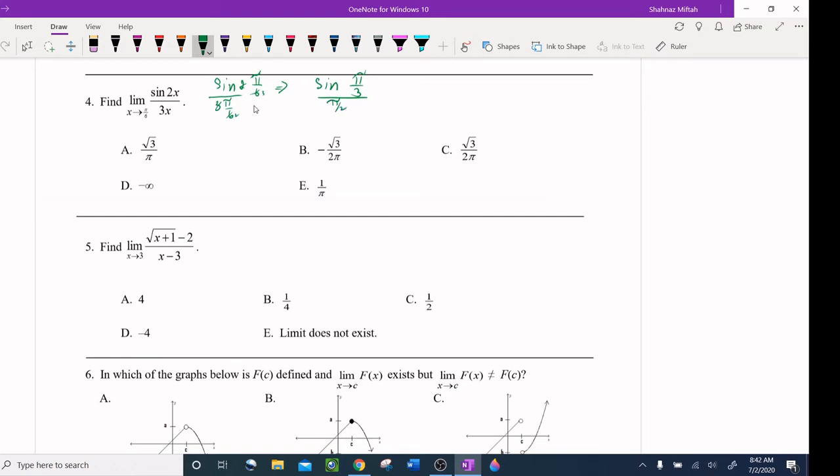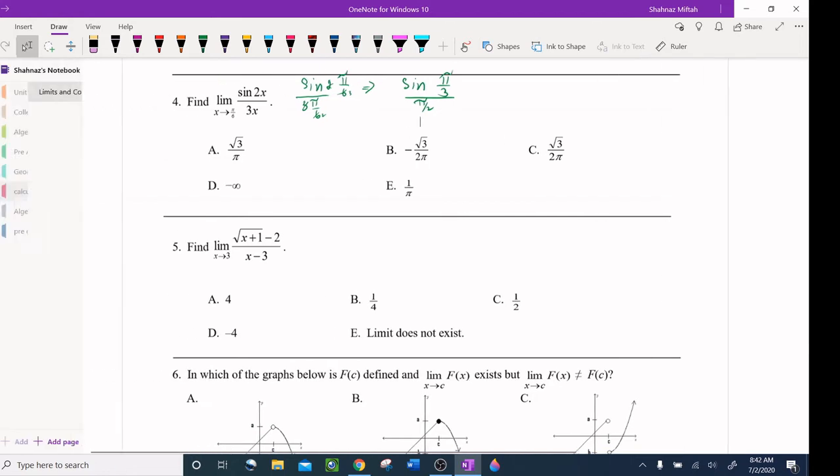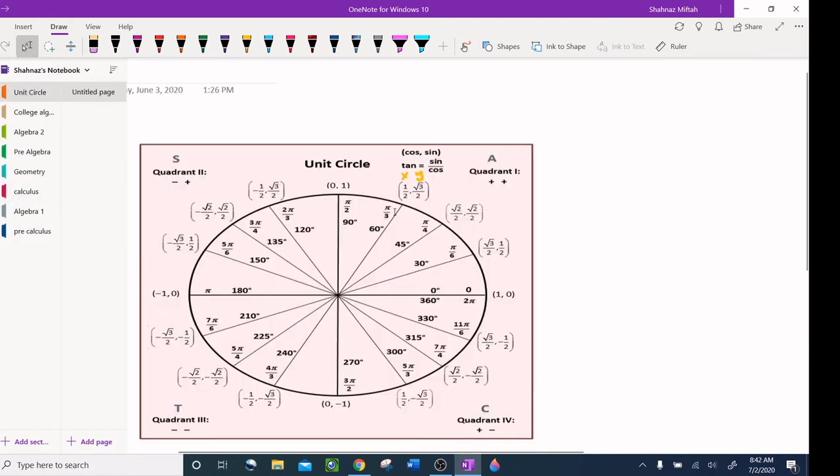Now we have to check sine pi over 3 on the unit circle and see what sine of pi over 3 is. You know sine means the y value of the ordered pair on the unit circle. So here's the unit circle. This is pi over 3, that's x, that's y. So sine means y, and sine pi over 3 is square root 3 over 2.